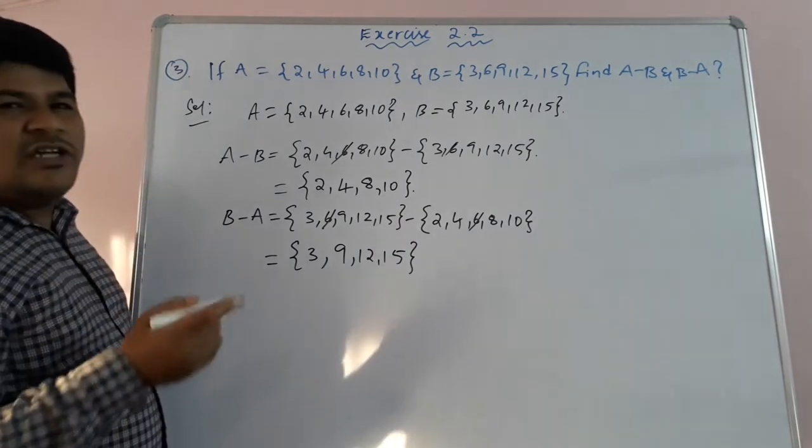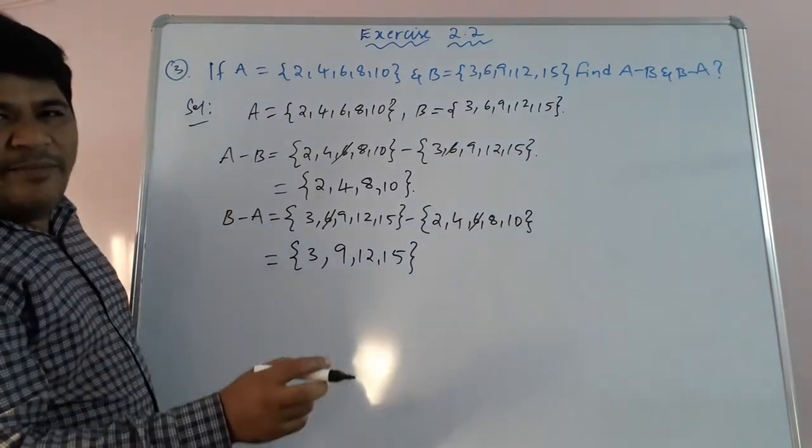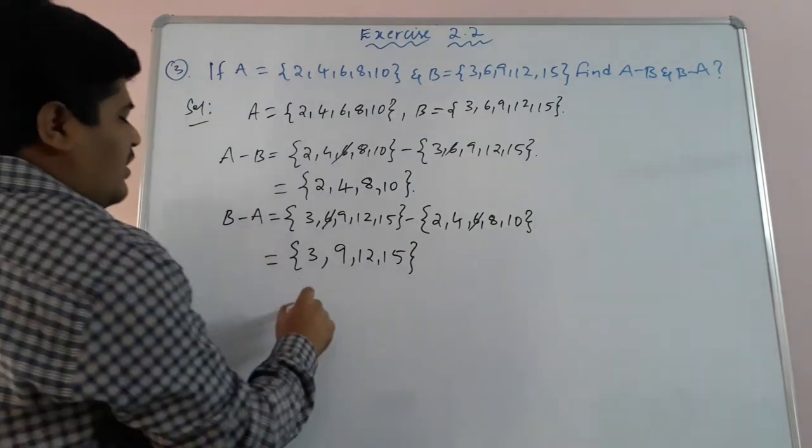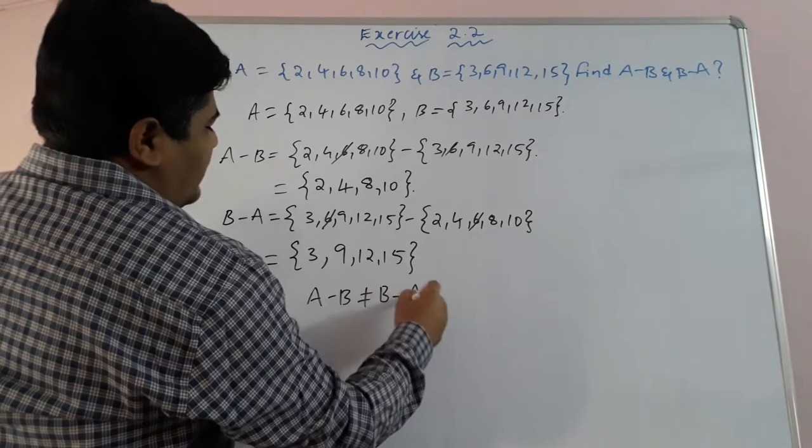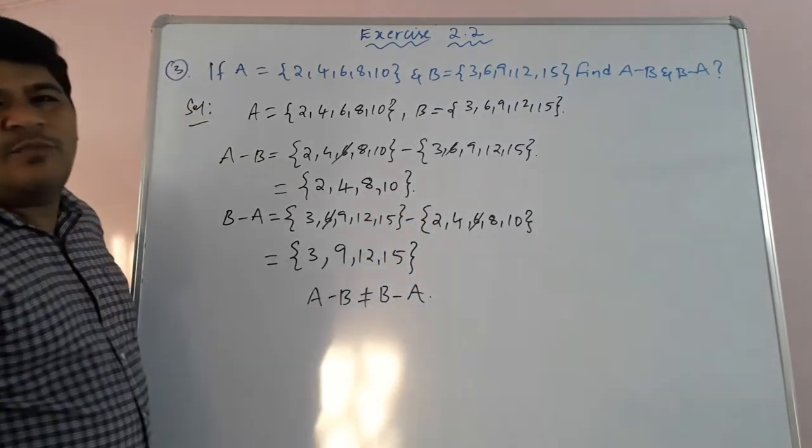What is your observation? A minus B and B minus A are not equal. So A minus B is not equal to B minus A. Children, this is the way to solve this problem.